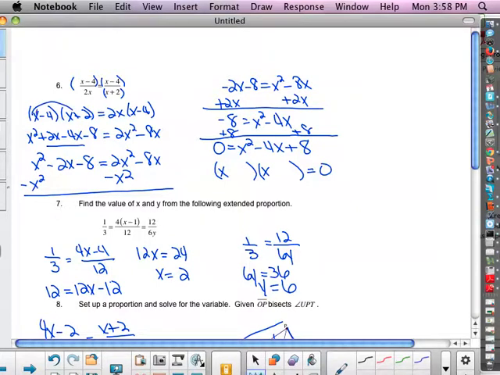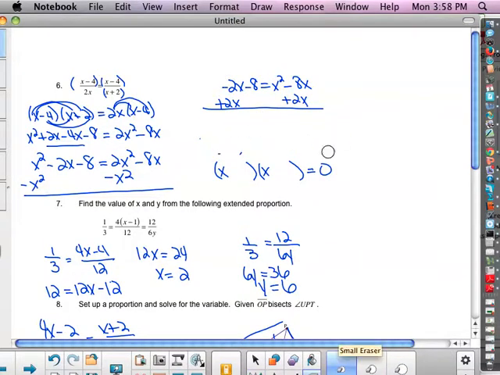X squared plus 2X minus 4X minus 8. 2X squared minus 8X. Add that. Add the 2X to both sides. Is that where I went wrong? Add the 2X to both sides. Oh, that's where I went wrong. Okay, very good. You probably saw that. I did not see that when I was going through the first time, but here it is.